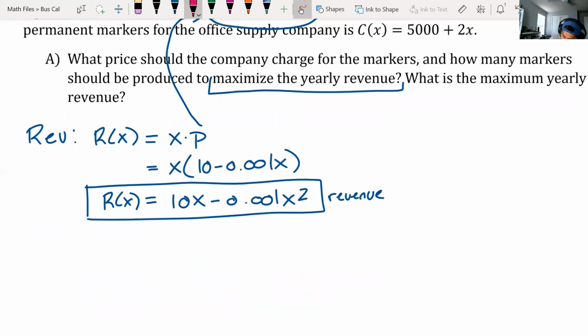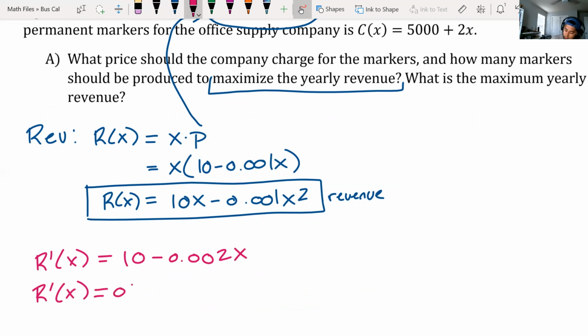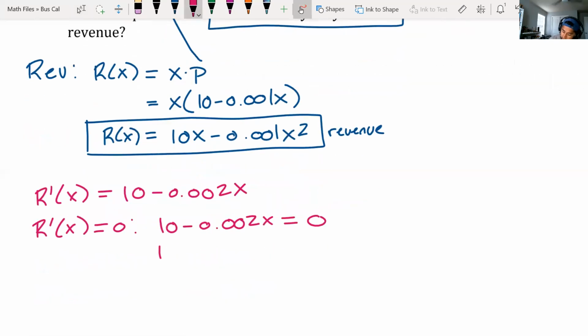So we're going to say R prime of x, that's our next step. And we take the derivative of the revenue function we just found. And we're going to get 10 minus 0.002x. After you do that, you set the derivative equal to 0 and solve for x. I'll add the 0.002x to the right side, and then I'll divide by 0.002.